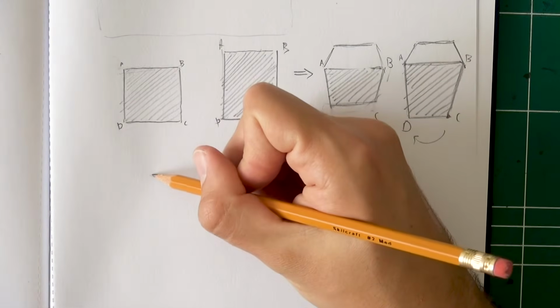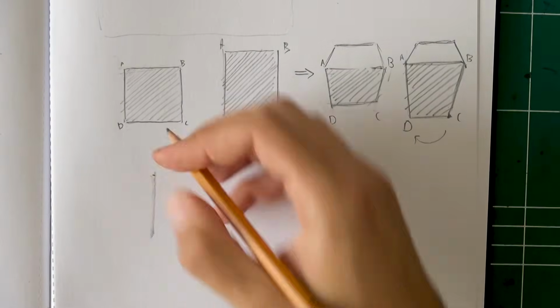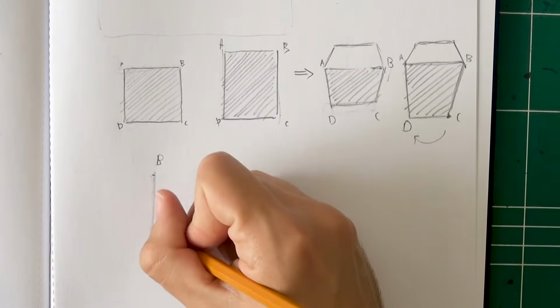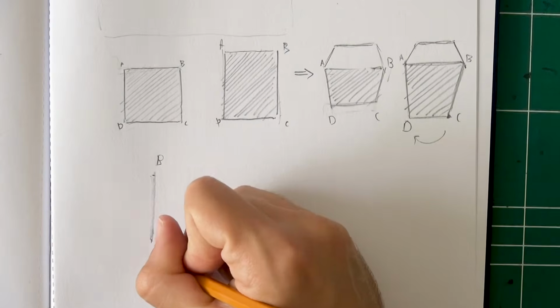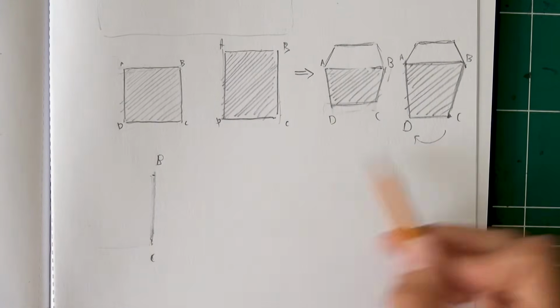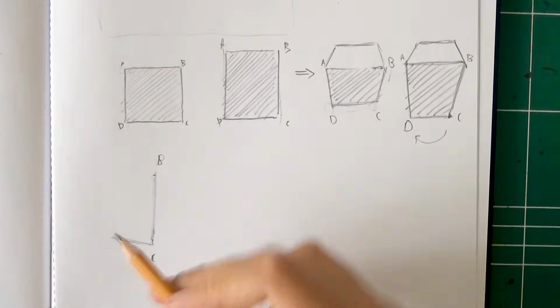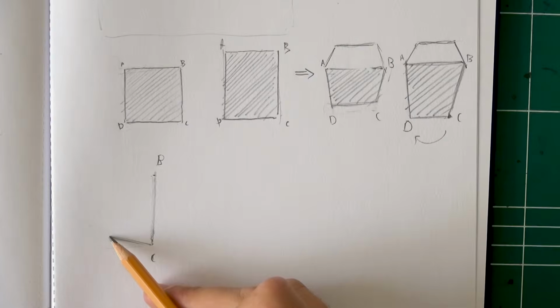So we have this line here, that's B, and that's C, down here. Now, instead of this being a straight line, it moves away from us because we rotate it. So if it moves away from us, kind of like that, okay, that's D.